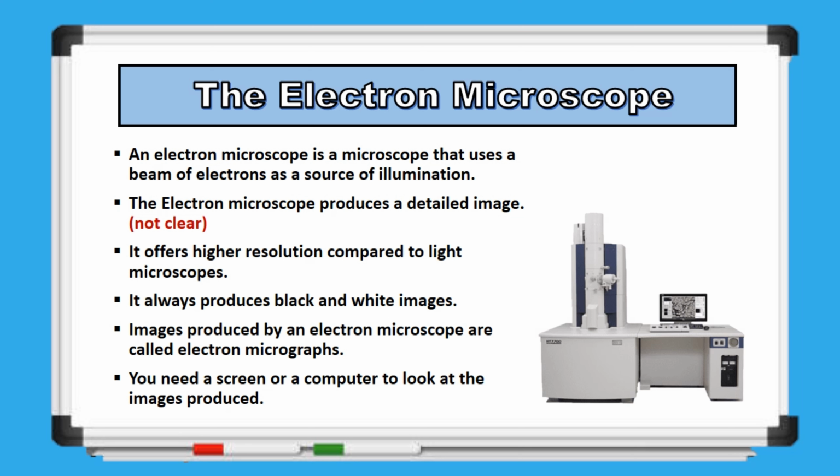It produces very detailed images, showing structures that light microscopes can't reveal, and these images are black and white, called electron micrographs, which can be viewed on a fluorescent screen or computer. Electron microscopes are important in various scientific areas, including biology for studying cell structures and viruses, materials science for exploring atomic-level properties, and nanotechnology for creating and analyzing nanomaterials.